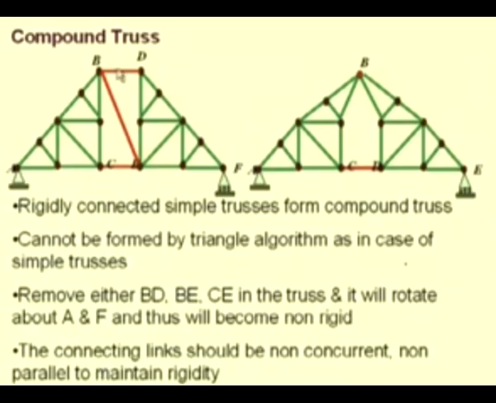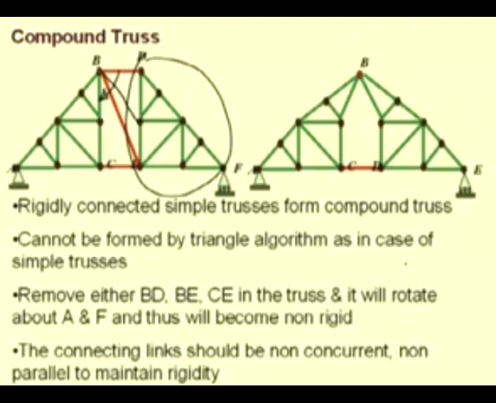Here we see that these 3 links BD, BE and CE are non-concurrent. That means the 3 links do not pass through a single point. Instead of having this connection, let us say CE, if we had a link connecting B to this joint, then this complete truss can rotate about this point B.